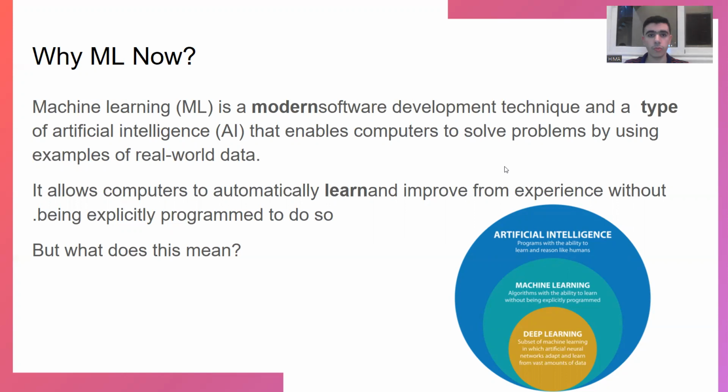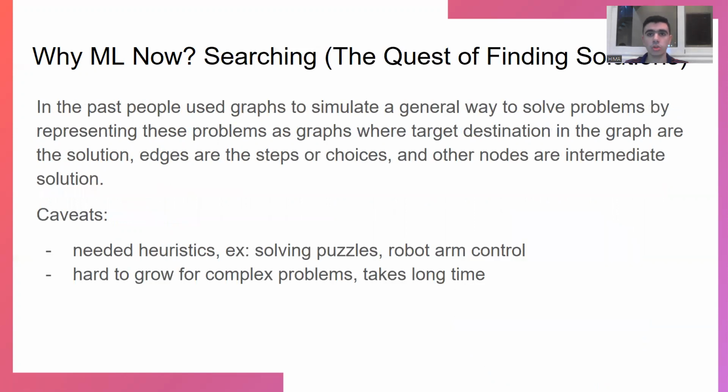Okay, so in the past, computer scientists tried to simulate problems as a graph. So I represent the problems in the sense of arriving at a destination or solving a maze. For example, we will represent the target destination as the solution, the edges as the steps or the choices, and other nodes in the graph as an intermediate solution. So let's give an example.